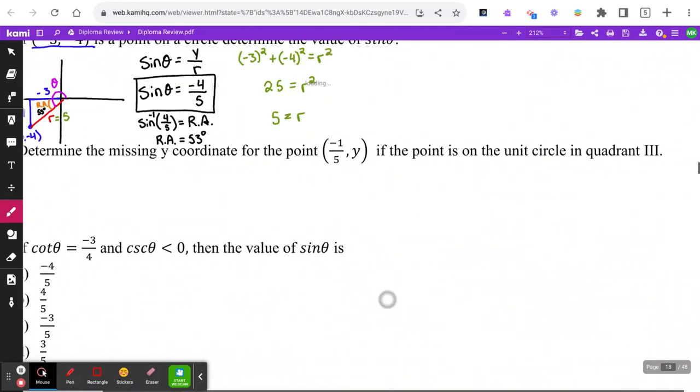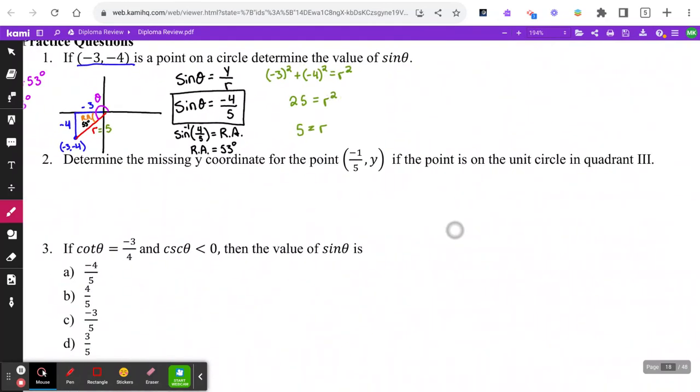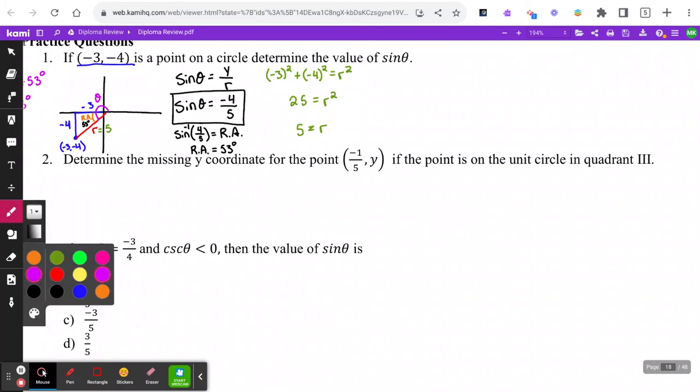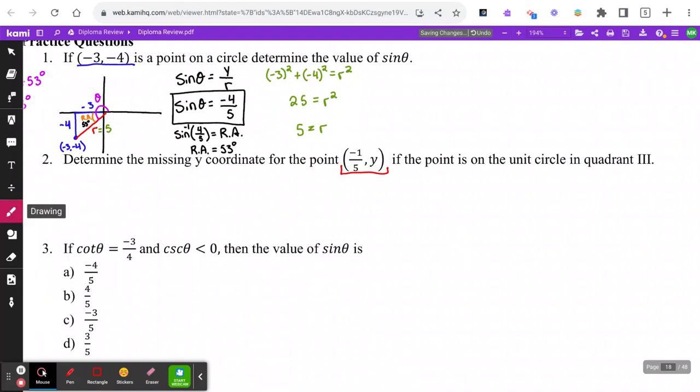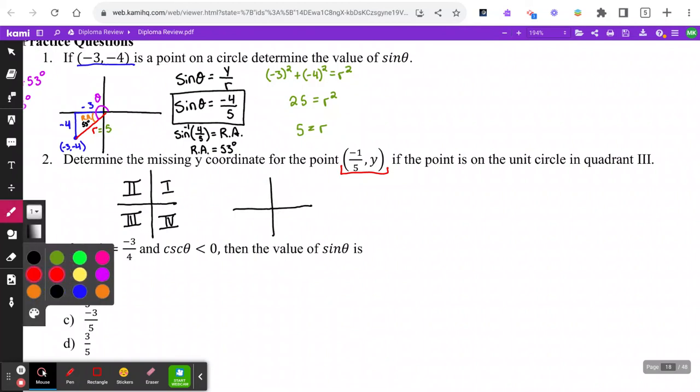Okay, number 2. Determine the missing y-coordinate for the point -1/5, comma y if the point is on the unit circle in quadrant 3. Okay, they give you a point. You're clearly in your trig unit. Sketch that. I'm in quadrant 3. The quadrants go like this. If I'm in quadrant 3, my sketch is down here.